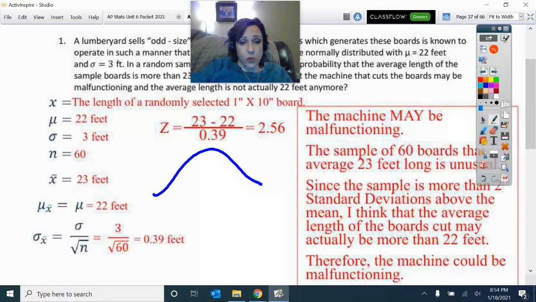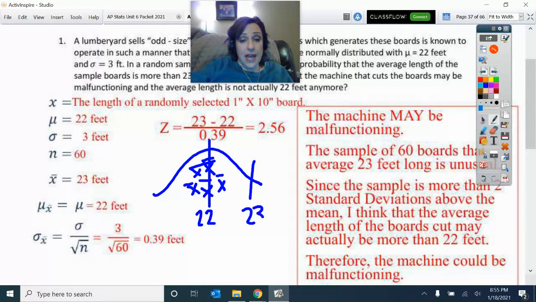Okay, so if the true average is still 22, then the boards would be centered around 22 for the average of all the X bars. They would all be centered around 22. But we got this one that was an X bar at 23. So if we got an X bar out there at 23, was that unusual? And yes, it was. It was over 2.5 standard deviations away.